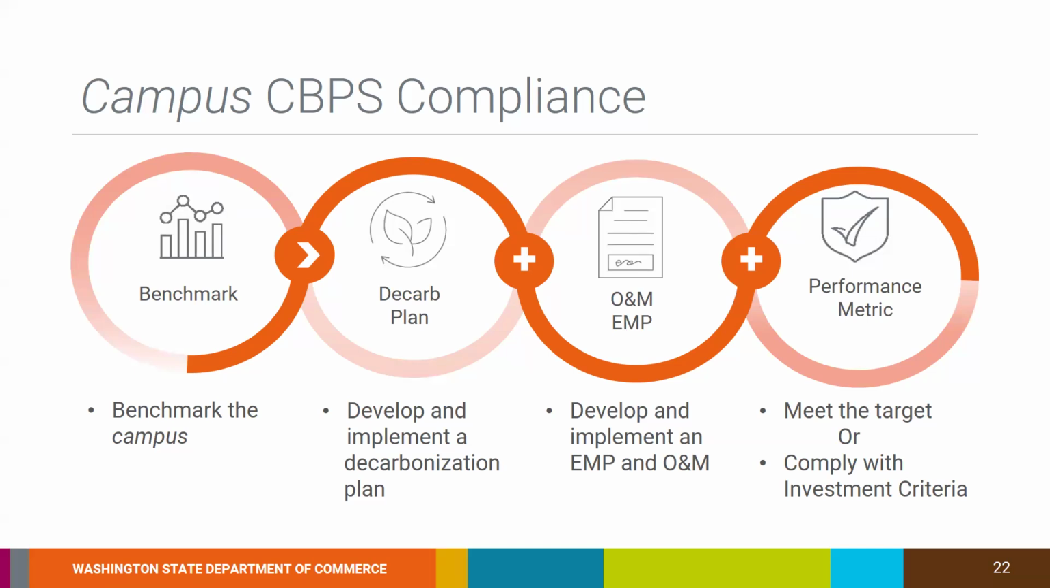Next workshop, in a couple of weeks, we're going to hammer in on the details of what we're calling Form K, which is an outline of all the specific details that need to be included in the decarbonization plan. So expect us really getting into the details next workshop. And then we'll talk about what needs to be in that decarb plan. Again, you need to implement the O&M and EMP according to the standard and meet that performance metric. Next slide.